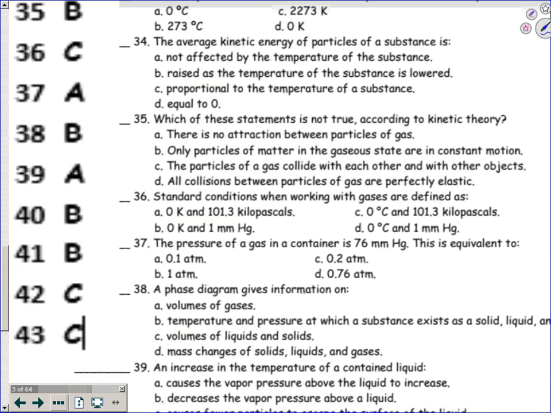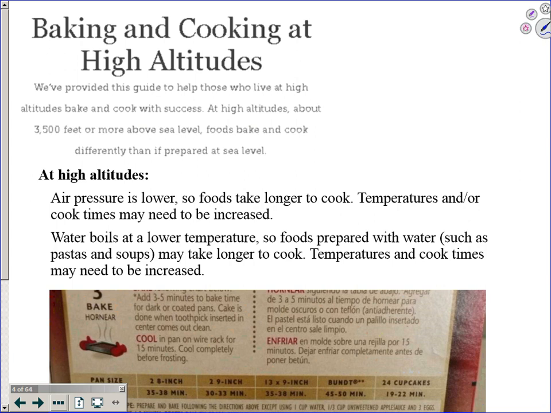All right, we are going to move on to gases. I'll take more questions from you as you need to. Raise your hand if you've ever seen this on the side of a cake box or some recipe box. Next time you go to the grocery store, go down the cake aisle and pick up a box and see if it says anything about high altitude cooking.